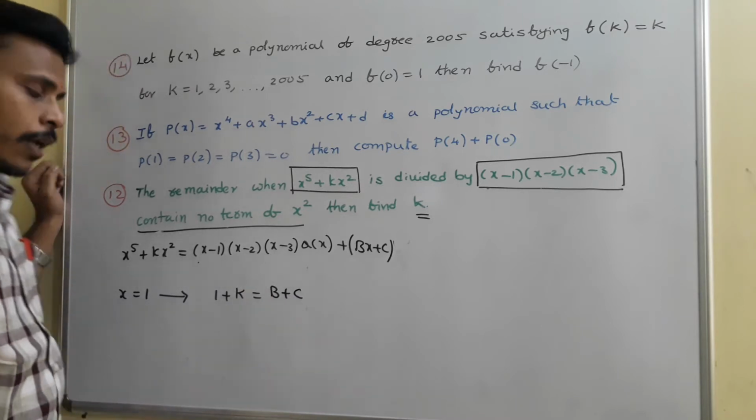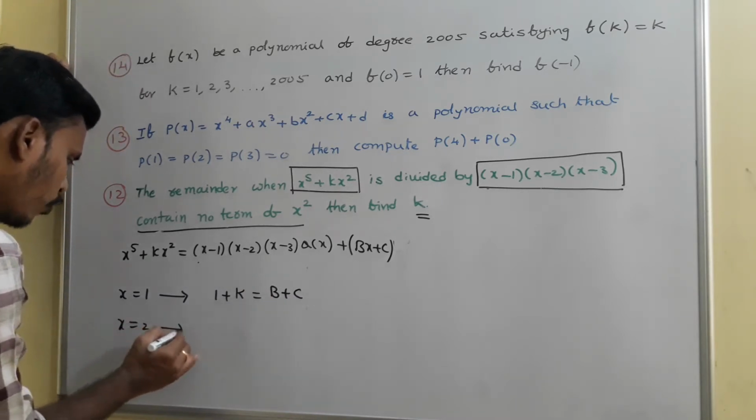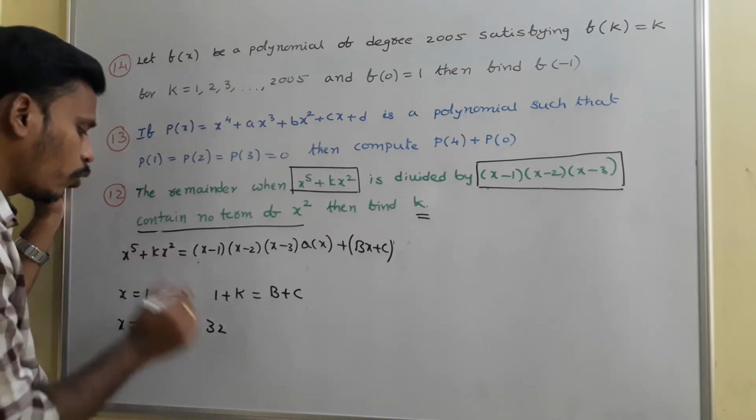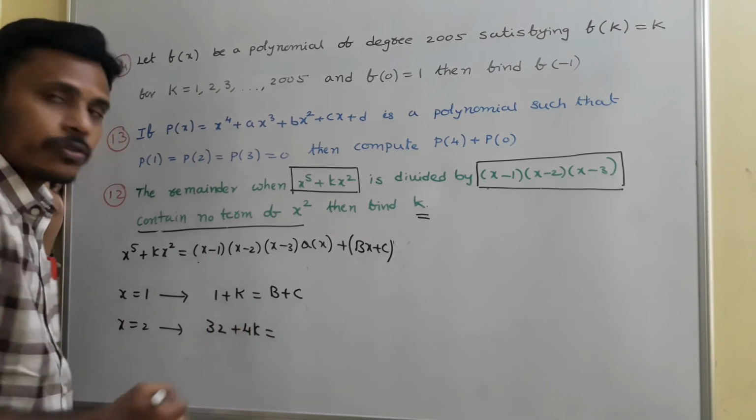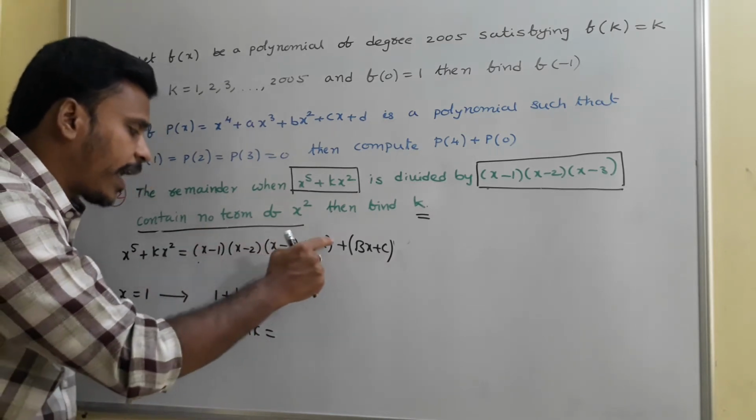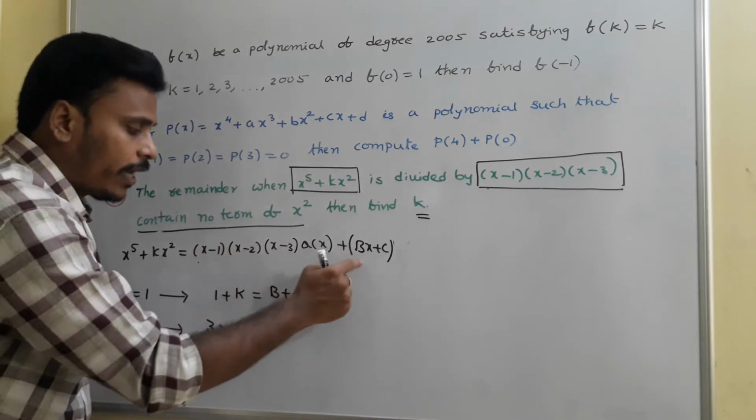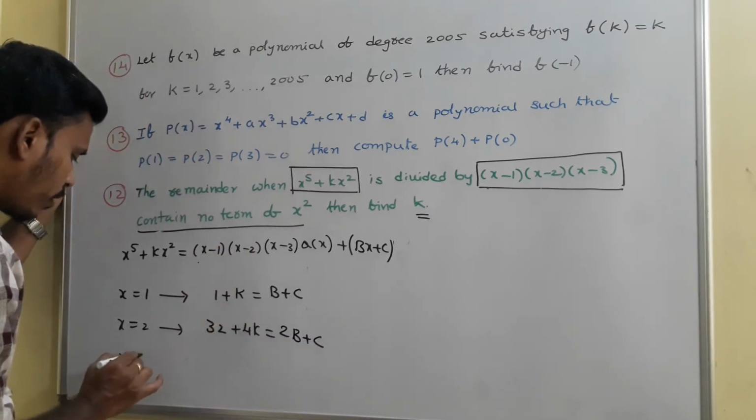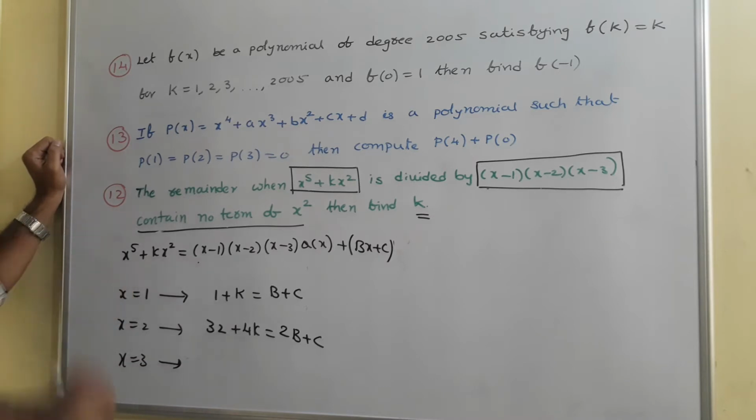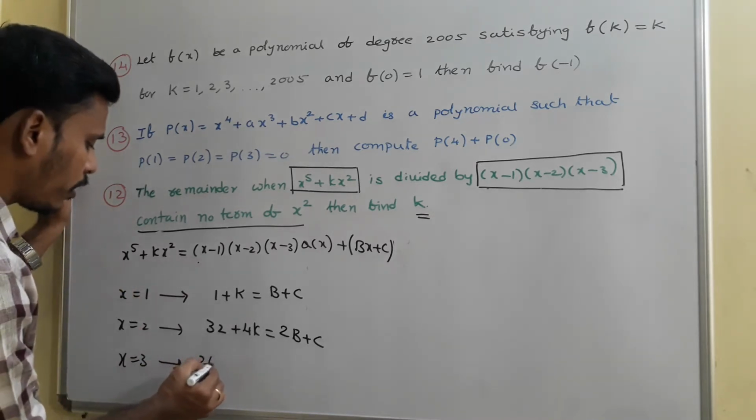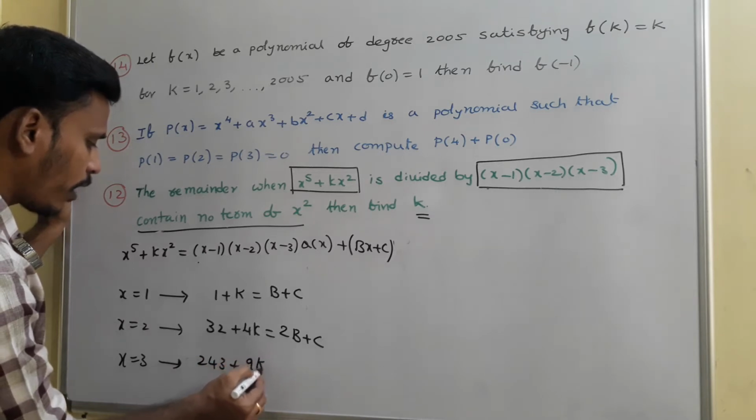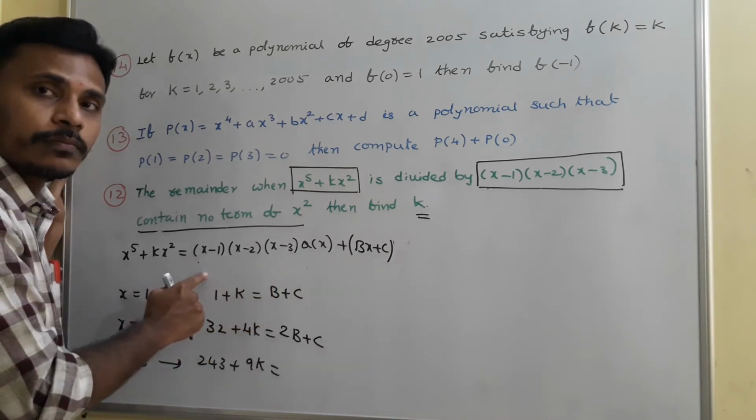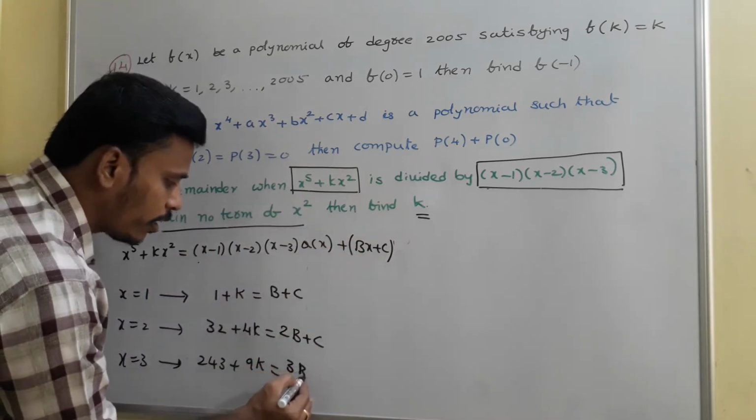And then take x is equal to 2. If you take x is equal to 2 in this polynomial, 2 power 5 is 32, and 2 square into k is plus 4k. It is equal to, if x is equal to 2, again this term gets cancelled because 2 minus 2 is 0. So take 2 here, you will get 2b plus c. And then we have another chance, take x is equal to 3. If you take x is equal to 3 here, 3 power 5 is 243 plus 3 square into k is 9k. And since x is equal to 3, 3 minus 3 is 0, this total term will become 0. So replace 3 here, you will get 3b plus c.